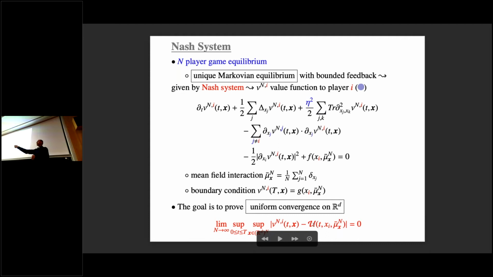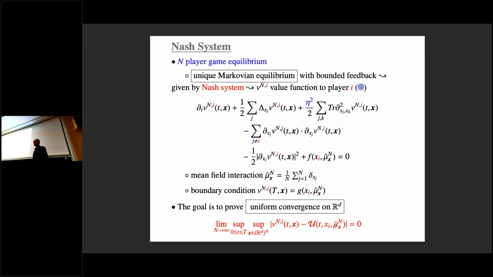So you see that on this last line, calligraphic U depends on Xi, which is the state of player I, and the state of the population. And I claim that the distance between the two should tend to zero when n tends to infinity. This is one key result in the field. Starting from a Markov equilibrium of the n particle system, the values are very, very close to the solution of the master equation. This will be part of the analysis that we are going to make.